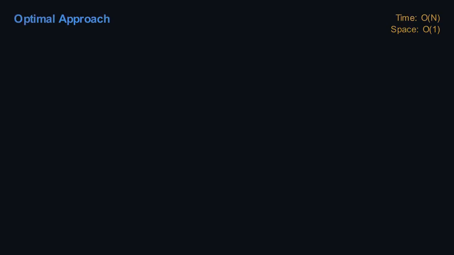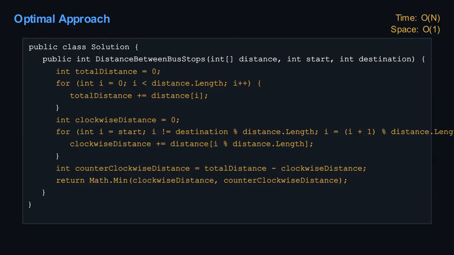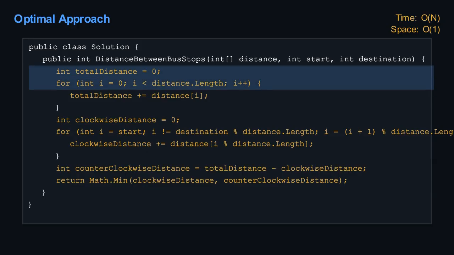The key insight here is that for any two stops on a circular route, there are only two paths, clockwise and counterclockwise. The sum of these two paths always equals the total distance of the entire circular route. So, if we calculate the total distance once, and then calculate the distance for one direction, say, clockwise, we can find the counterclockwise distance by simply subtracting the clockwise distance from the total.